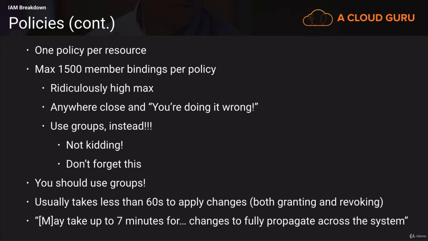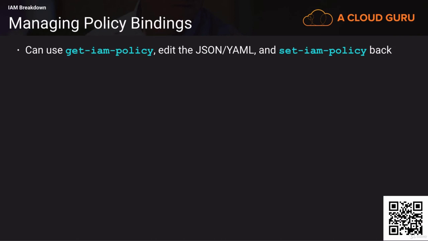Okay, so I mentioned that there's one policy per resource. So how do you manage these policy bindings? Well, you could use the get IAM policy function, such as in gcloud, edit the JSON or YAML file that you get from it, because you can ask it for either, and then use set IAM policy to push that changed document back. But don't do this.